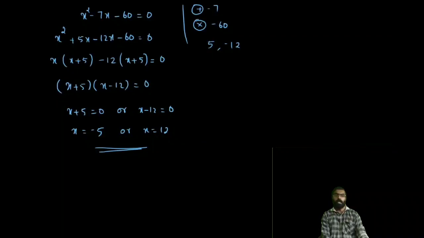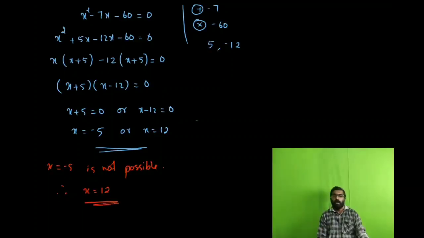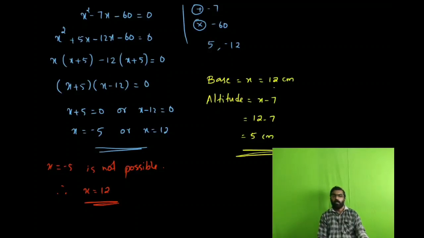So what we can write here is x equal to minus 5 is not possible, and therefore x equal to 12. And we can conclude, so base is equal to x, which is equal to 12 centimeter, and altitude is x minus 7. So 12 minus 7, which is equal to 5 centimeter. So base is 12 centimeter and altitude is 5 centimeter.